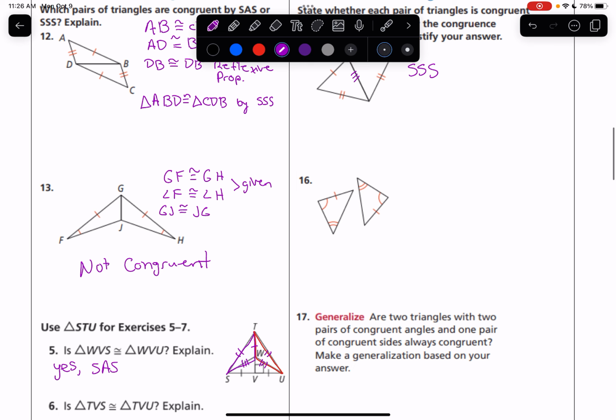In number 16, I have an angle with 2 arcs, an angle with 1 arc, and then a side length. So these are congruent by angle, angle, side. It is really important to note which angles are here. If this went 1 arc, 2 arcs, side length, they would not be congruent. But here it goes 2 arcs, 1 arc, side length, 2 arcs, 1 arc, side length. So they are congruent by angle, angle, side.